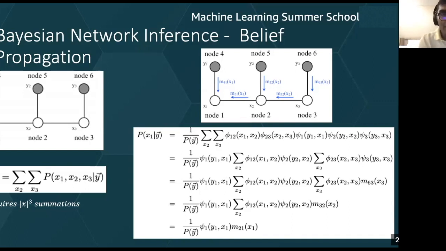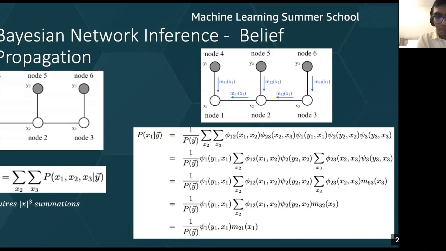Let's say you have a graph with 6 nodes and you are interested in finding the posterior, that is, the probability of x1 given y1, y2, y3. So the way you would do this is to marginalize out the features x2 and x3. Let's say the cardinality of the feature is represented by mod of x. So in this case, for estimating the posterior for a given value of x1, you would have to perform mod of x2 into mod of x3 summations, right? And then doing this for all possible values of x1, you would end up with mod of x1 into mod of x2 into mod of x3 summations.